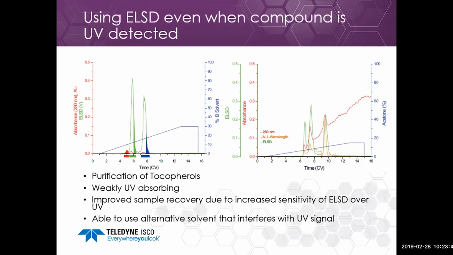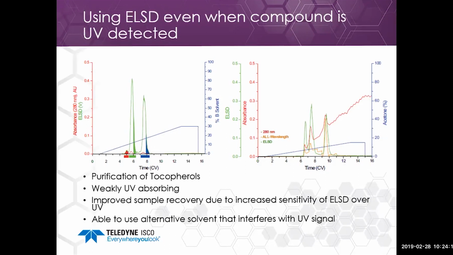Finally, the ELSD does allow you to use an alternative solvent that maybe interferes with UV signal, and in the second graph there, using acetone as a solvent, you can see at 280, this obviously has baseline drift, but with all-wavelength detection and the ELSD, we're actually able to detect it. So just another way that you can increase the tools or choices that you can use for solvents by changing your detector or using an additional detector.